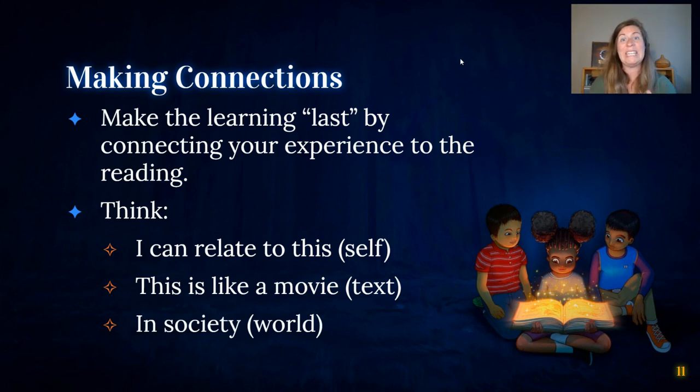And then the last connection you can make is what we call text to world. And this is where you've seen somewhere in the world, maybe it's on the news or it was in social media, where you've seen this happen. So maybe you've seen a social media post about the beach, or you've learned something in the news about the beach. And so you can make a connection that way. So we try to make connections in 3 different ways: text to self, text to text, and text to world.